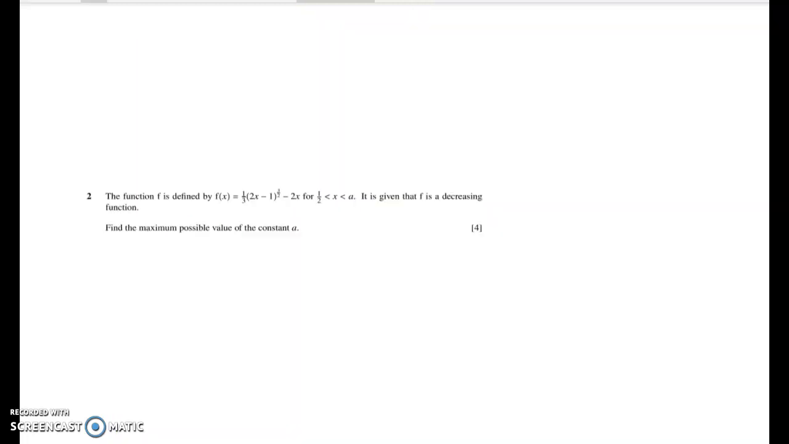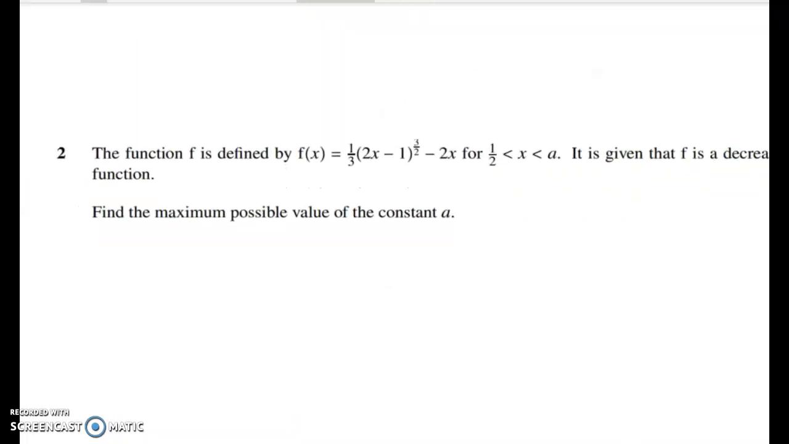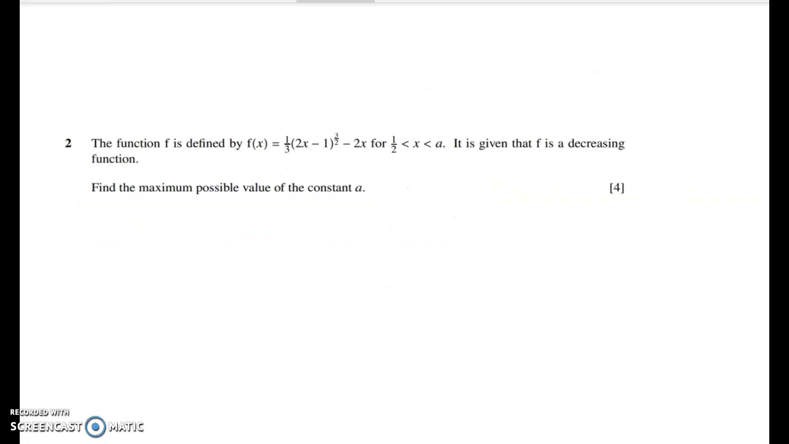Let's look now at question 2. So question 2 is another calculus one, and we're told that we've got a function, and this is the function here, so not very easy to graph. And the function is defined for x values between 1/2 and an upper limit of a. F is a decreasing function. So a decreasing function is one where everywhere the gradient is negative.